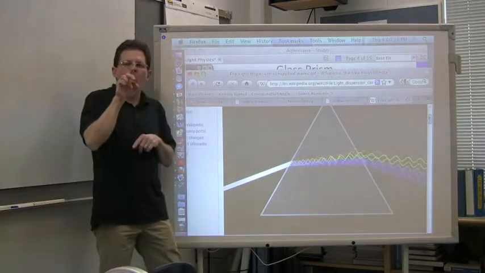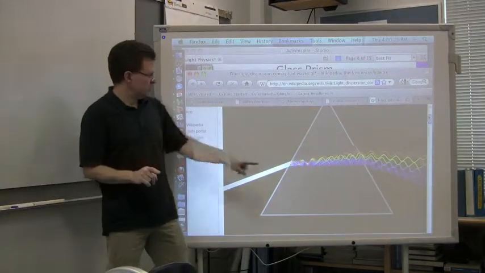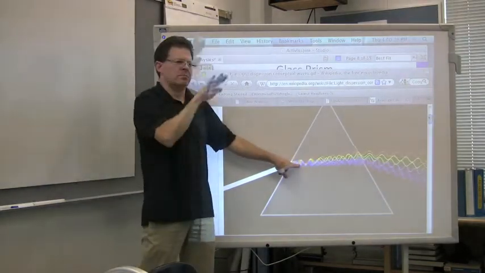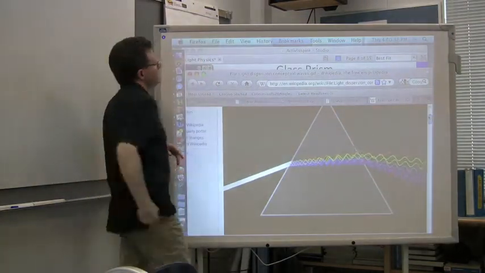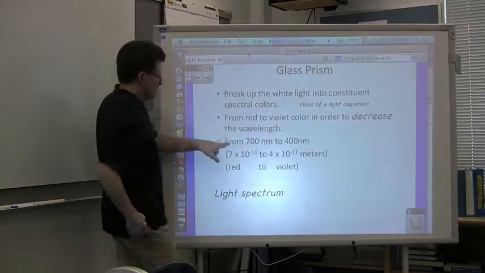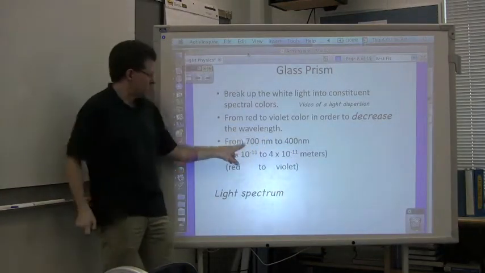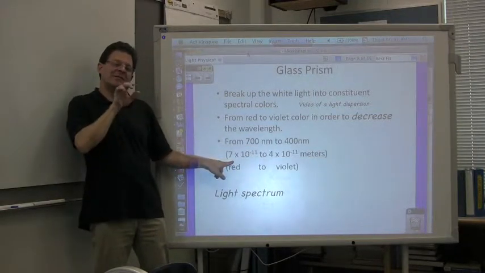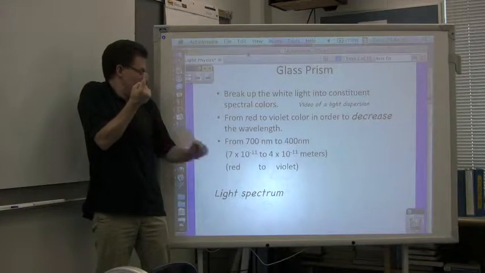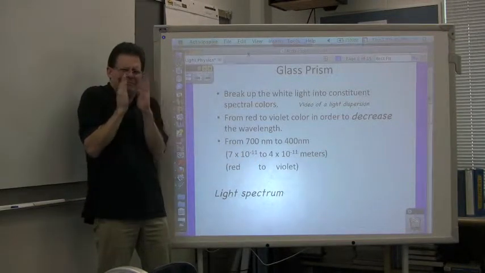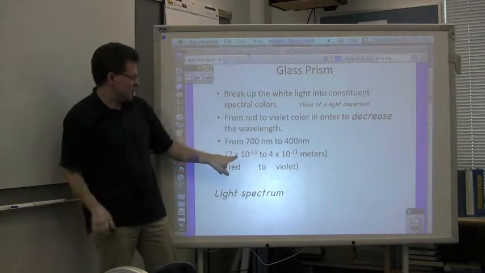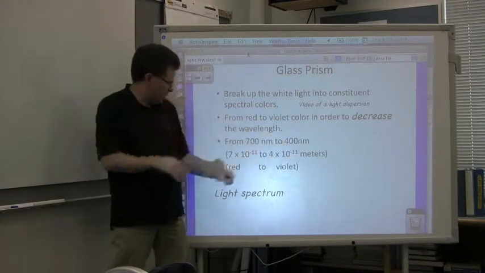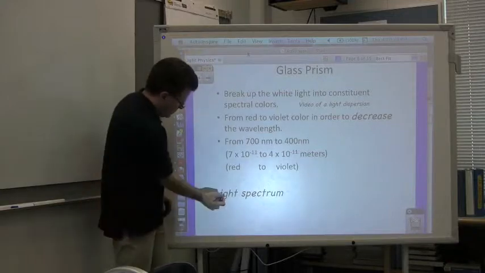Also here, each of them has a different wavelength. The red is the longest, the blue is the fastest. So it's 700 nanometers of a wavelength, which is actually 7 times 10 to the minus 11th meters, meaning very, very small micrometers. You can't see it. So to 4 to the 10 to minus 11th meters.